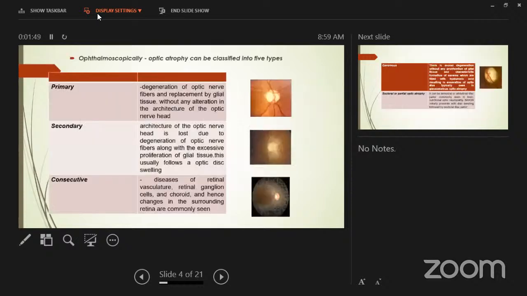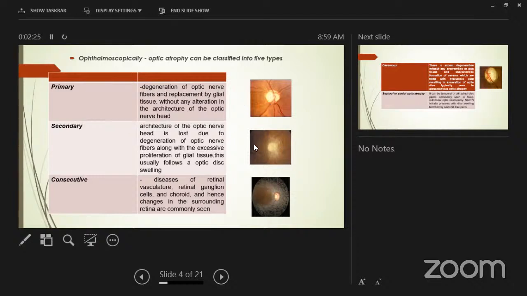In the primary type, there is degeneration of the optic nerve fibers and replacement by glial tissue, without any alteration of the architecture of the optic nerve. Here you can see the optic nerve margin is clear, the vessels emerge from the center, there are no hyaline bodies, and the optic cup is preserved. The disc color is chalky white in primary optic atrophy.